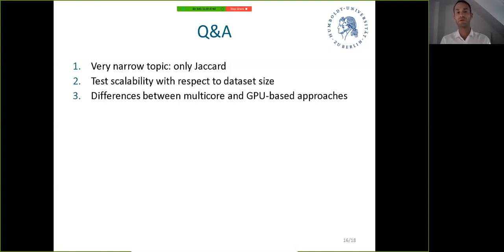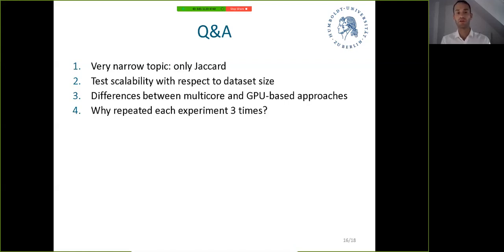What are the differences between multicore and GPU-based approaches? There are two GPU-based approaches we are aware of, and both of them also use the filter and verification framework. One of them uses the CPU for filtering and the GPU for the verification, and the other one uses the GPU for both filtering and verification.